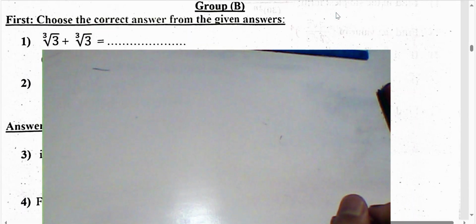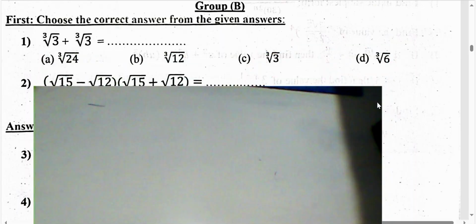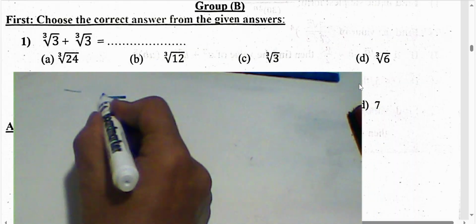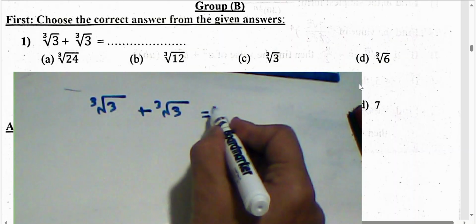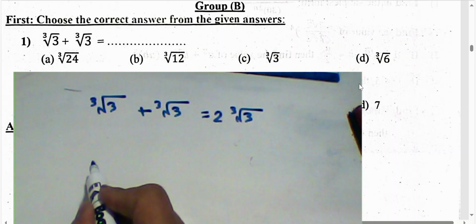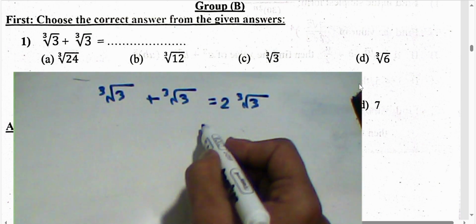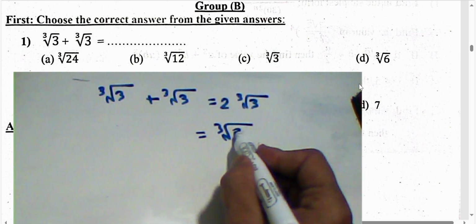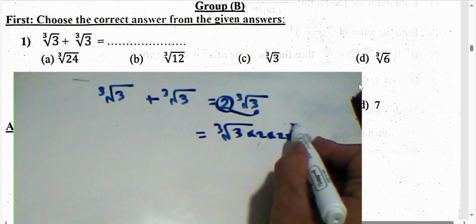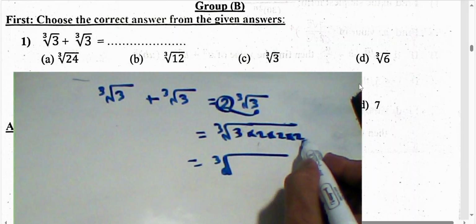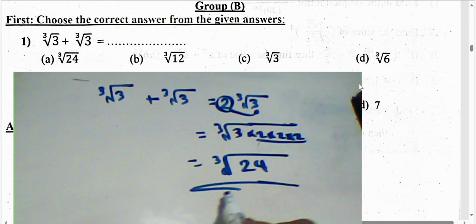Next question. Group B, the cubic root of 3 plus the cubic root of 3. We can add them together, and the result will be 2 cubic root of 3. Where is the answer? We can put 2 under the cubic root by multiplying 2 by itself 3 times. 1, 2, 3. Okay, and then the answer will be what? 8 times 3 equals 24. Then the result will be the cubic root of 24.